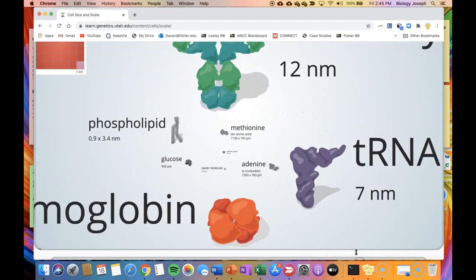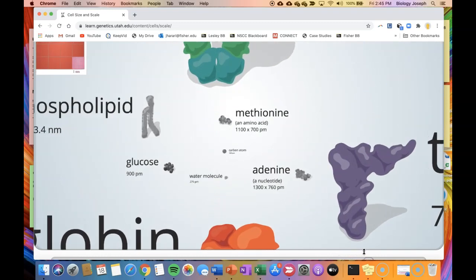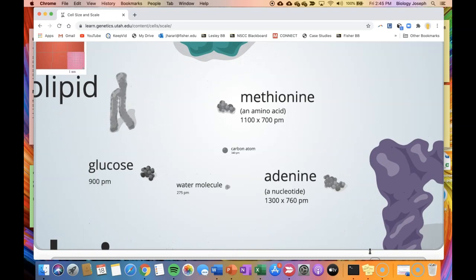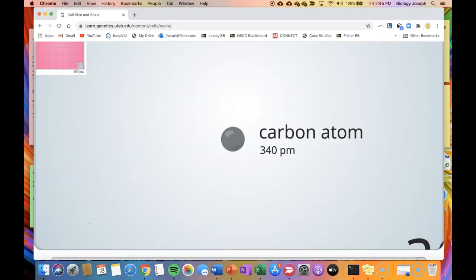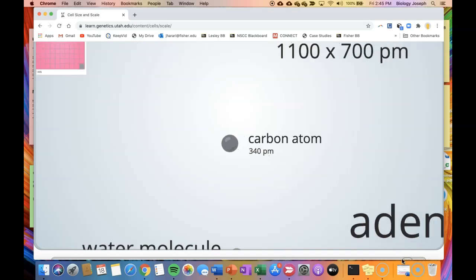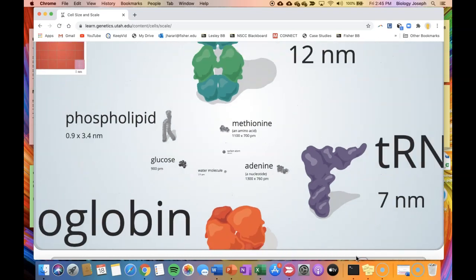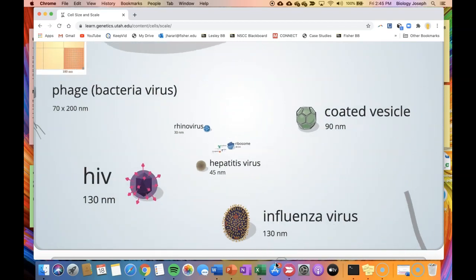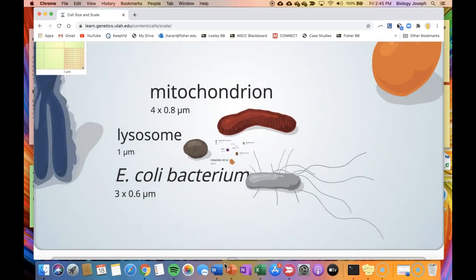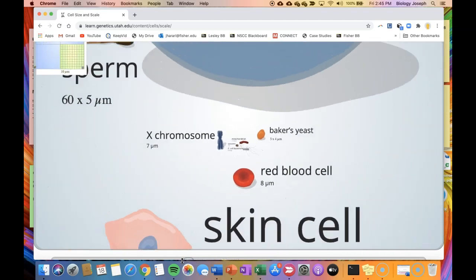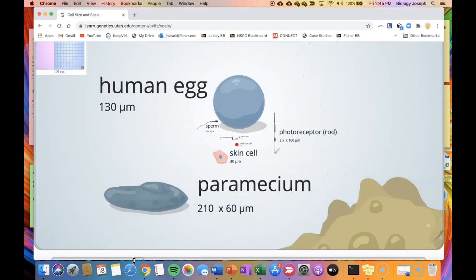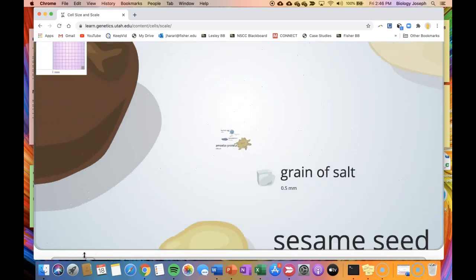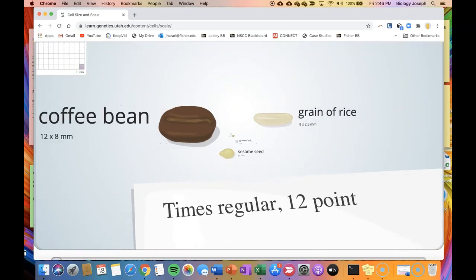Hemoglobin is a protein. Phospholipids, and we have biomolecules. And finally, the smallest is a carbon atom. And now I'm going to zoom out. So that's a carbon atom. Proteins, viruses, organelles, cells, bigger cells, and things we can see with our own eye.